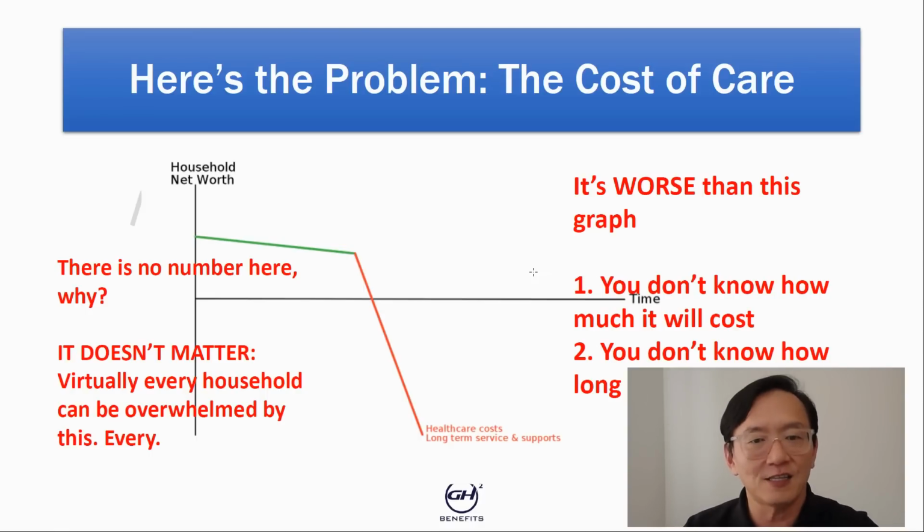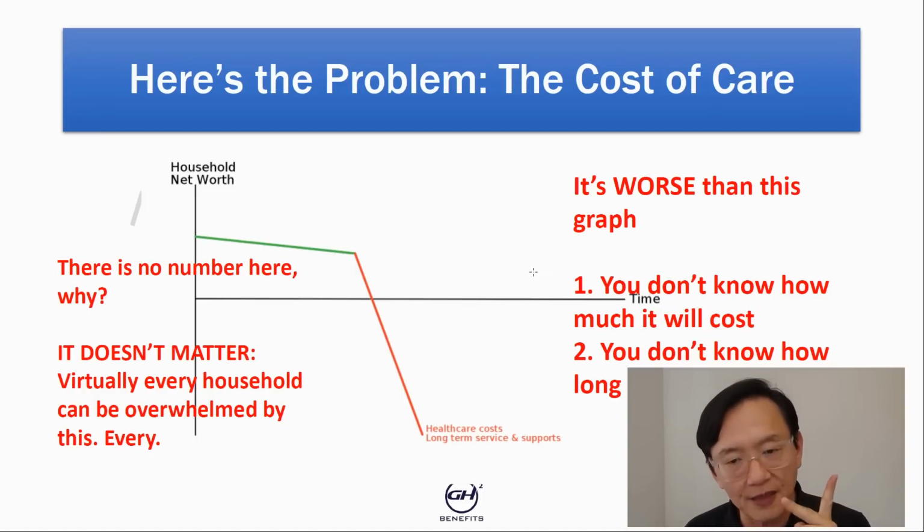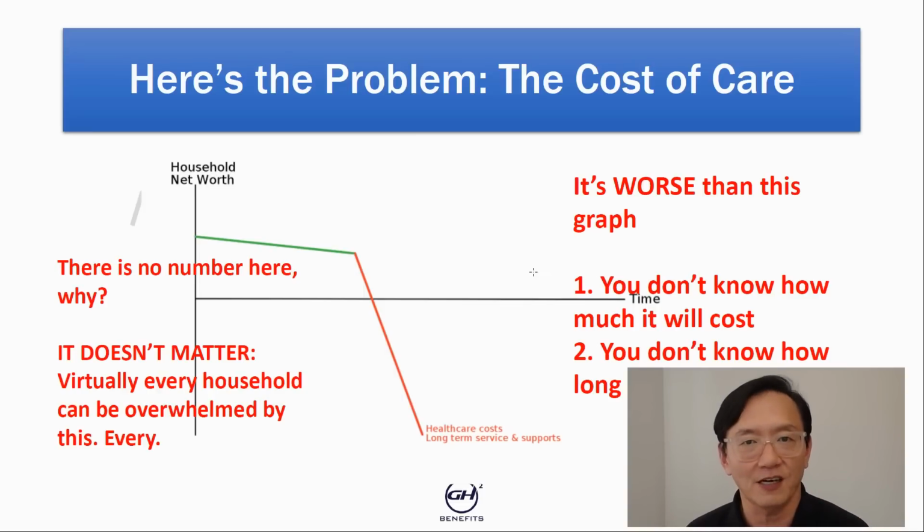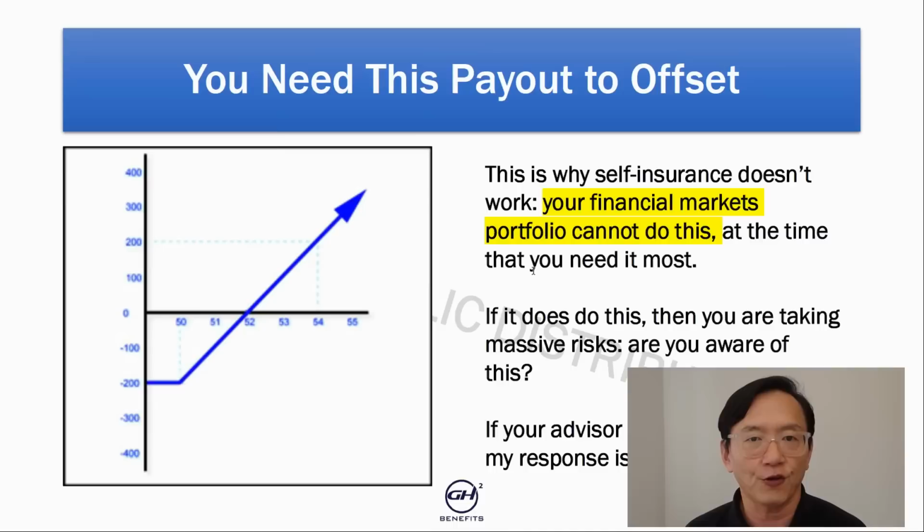So if anything, what I don't get to show on this graph is a thing of time. Because this red line down on your screen, long-term healthcare, long-term costs, and services and supports, these are the two that can damage your household net worth most rapidly. You don't know how much it's going to cost, and you don't know how long it's going to last. And these two, when you combine them, lead to the steepness of the drop of household net worth.